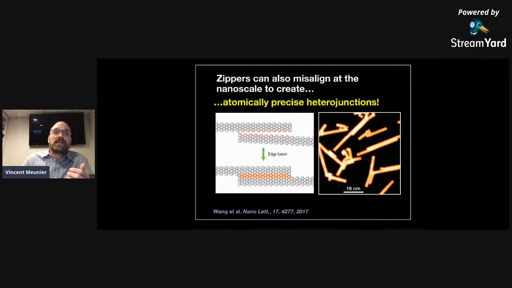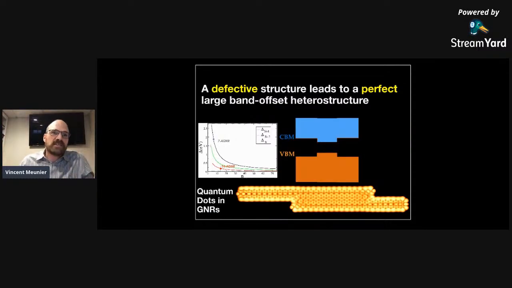Remember, I told you the band gap depends on the width. Now we have a perfect width on the left-hand side, followed by a larger width and then a smaller width. So basically you have created a series of band gaps. You start to engineer this quantum potential that's not uniform in space. So that's really nice.